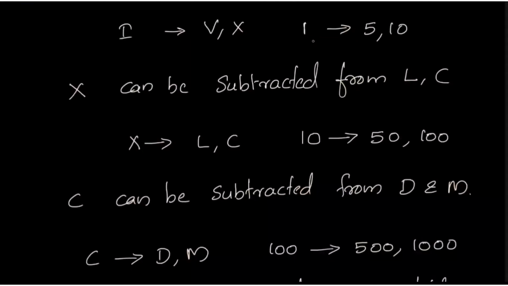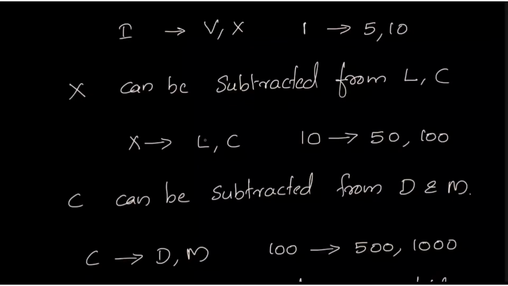This is the easiest way of remembering. For 5 and 10, only 1 can be subtracted. If it is 50 and 100, only 10 can be subtracted. If it is 500 and 1000, only 100 can be subtracted. This is the method. So just before V, only I can be written, and just before X, we can write I only.